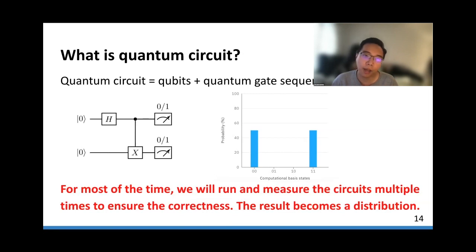The result of the circuit will be either 0, 0 or 1, 1 with equal probabilities. So most of the time, we will run and measure the circuit multiple times to get the distributions. The result is a distribution.